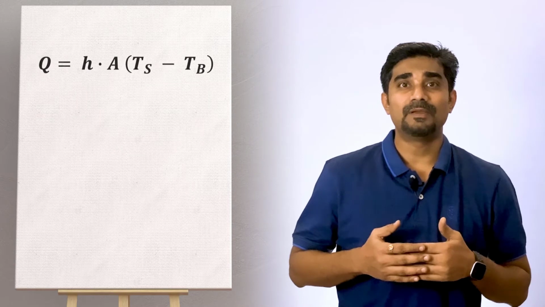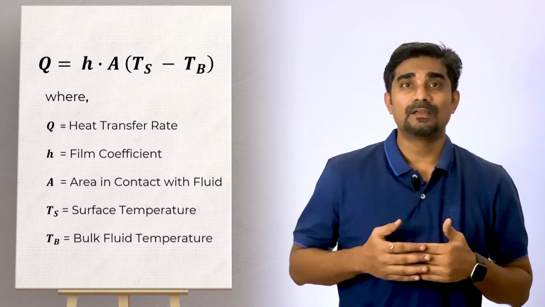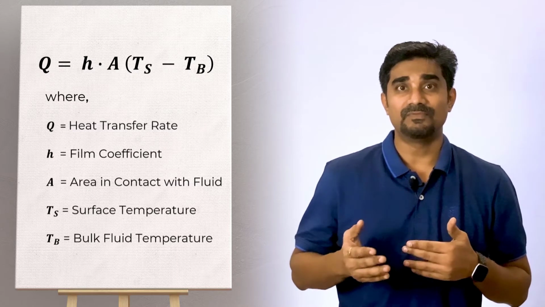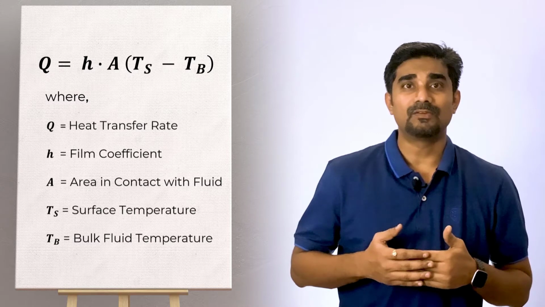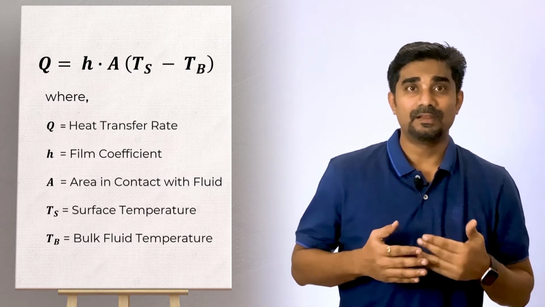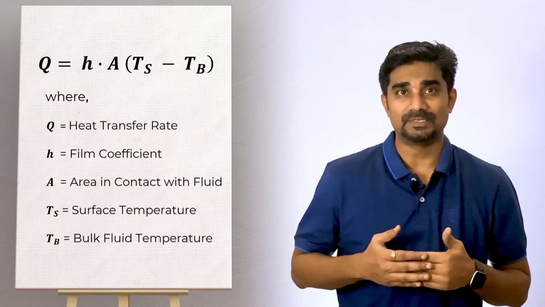The convection heat transfer is described by this equation, where Q is the heat transfer rate caused by convection, H is the film coefficient, A is the area of the body in contact with the fluid, Ts is the surface temperature, and Tb is the bulk fluid temperature.